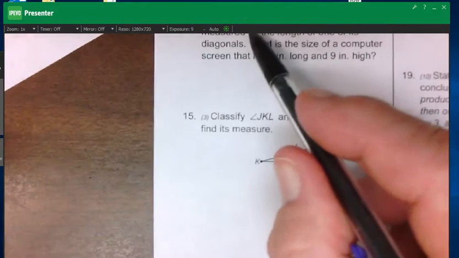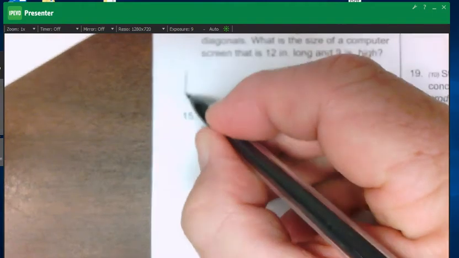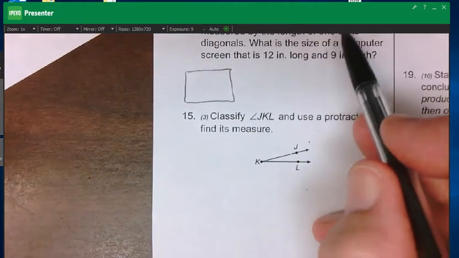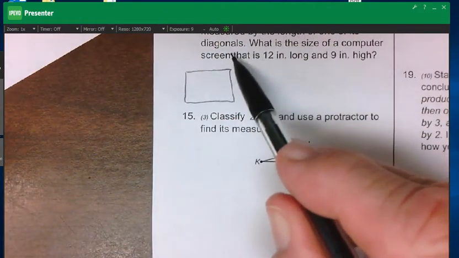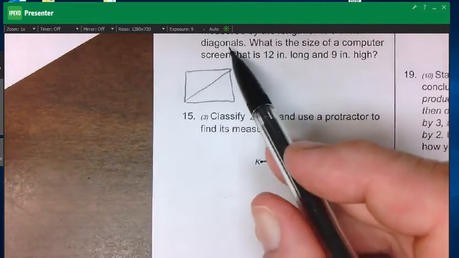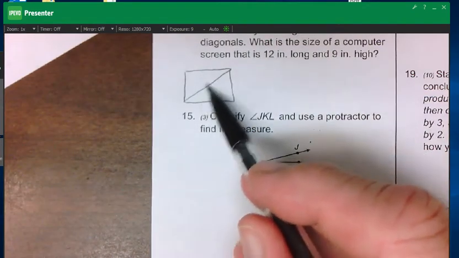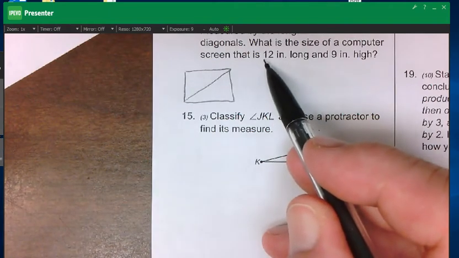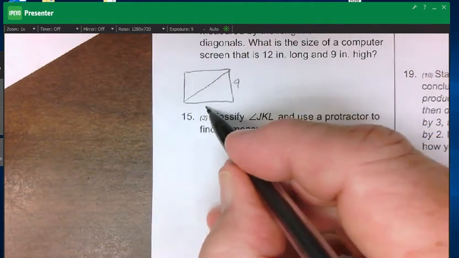Our next problem is we have a rectangular computer screen. Looks like this. It says it's measured by the length of one of its diagonals. There's a diagonal. That's how we determine the size of computer screens or even TV screens. What's the size of the computer screen? All right, we need to know the length of that diagonal. We're told that one dimension is 12, the other is 9, so that's 9 and 12.